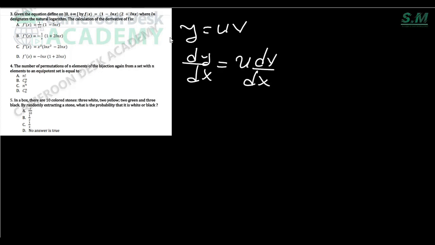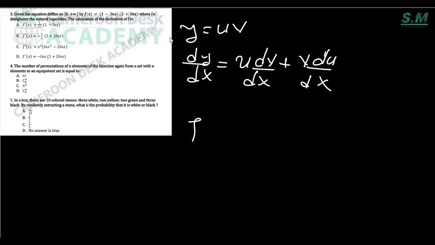So we have to recall the product rule. We know that if we have a function y which is a product of two other functions u and v, then y prime, denoted as dy on dx, is given by u times dv on dx plus v times du on dx. So in order for us to get the derivative of that function, we are going to let u be 1 minus ln x and v be equal to 2 plus ln x.